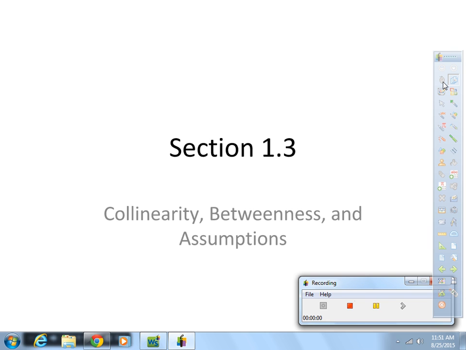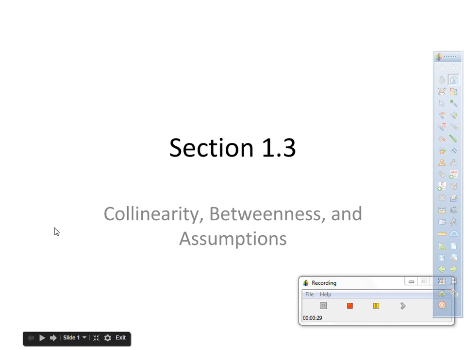All right, this is section 1.3. We're pretty much just taking you through an old PowerPoint turned slides here. This is pretty much just getting used to these three words: collinearity, betweenness, and assumptions.